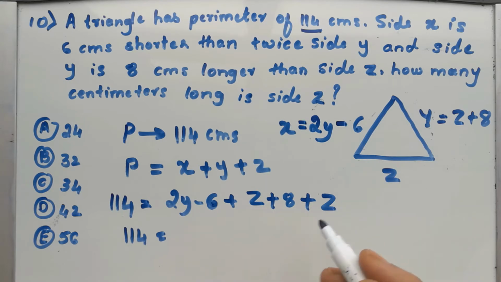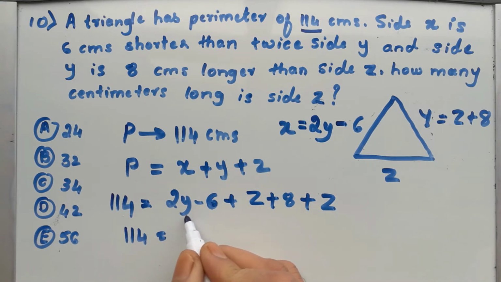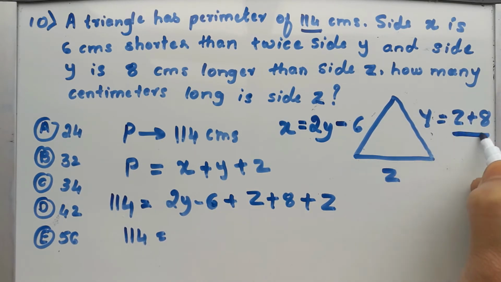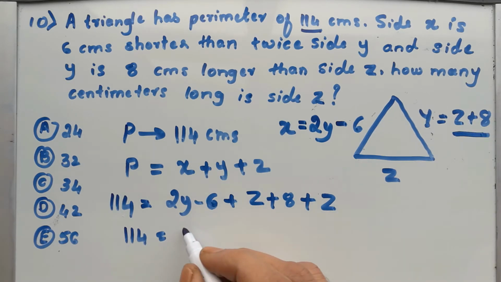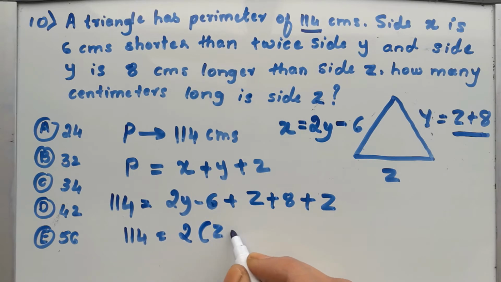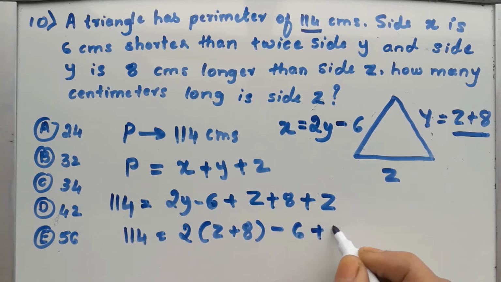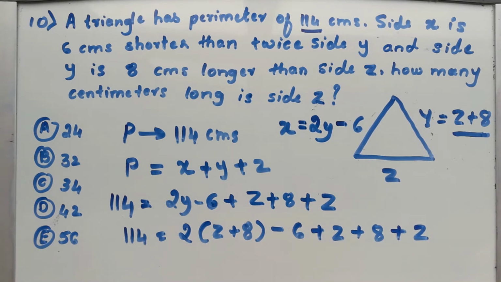To find Z, we have to write this Y in terms of Z. So Y in terms of Z means we can take Y as Z plus 8. 2 times Z plus 8 minus 6 plus Z plus 8 plus Z. Now we have in this equation only one variable Z, because we have to find the value of Z. So we need only one variable Z in our equation. Let's simplify the equation.